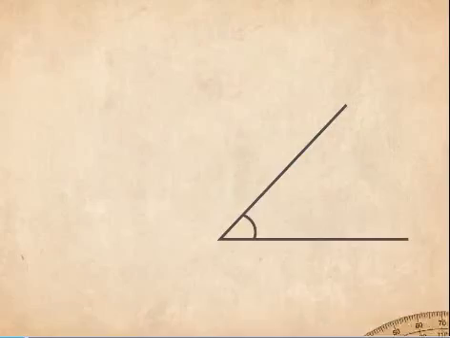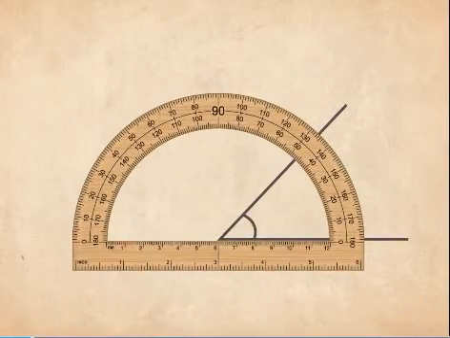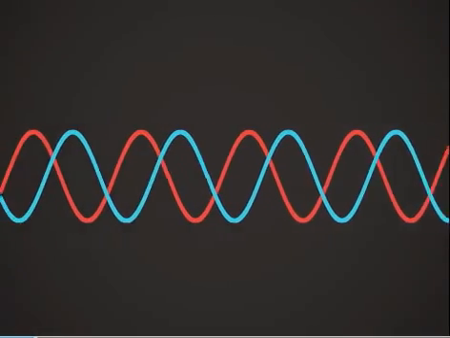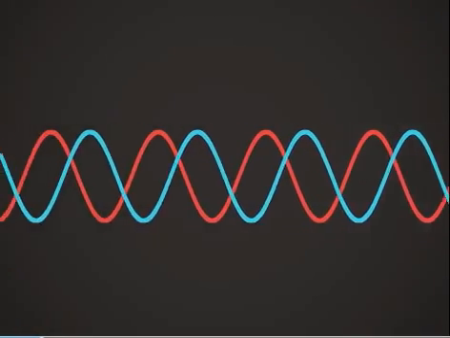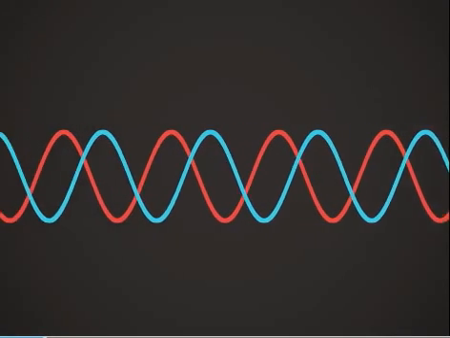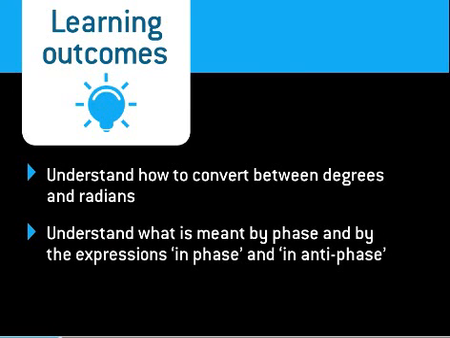Angles can be measured in radians as well as degrees. The phase difference between two waves is also measured in radians. What is phase difference, and what does it tell you about two waves? To understand this, we need to understand how to convert between degrees and radians, understand what is meant by phase and by the expressions in phase and in antiphase.